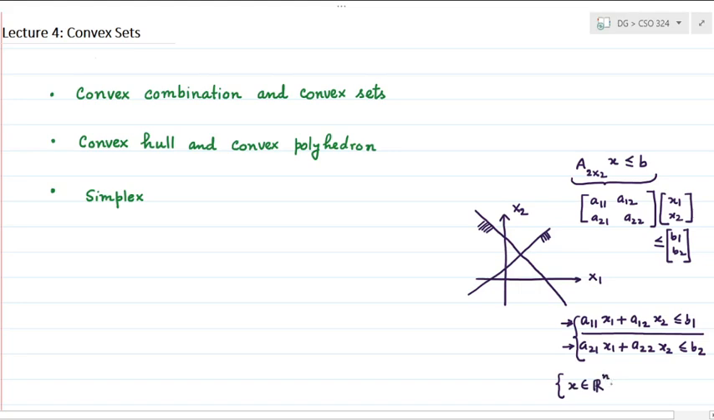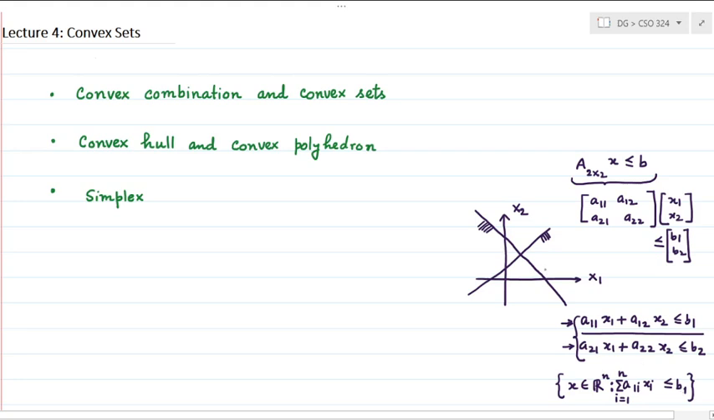a half space is nothing but some expression like this: a11 x1 plus a12 x2 plus till a1n xn. So it is some kind of expression like this: summation i equal to 1 to n, a1i xi is less than or equal to some constant b1. This is a half space, one side of the plane given by this summation equal to b1.